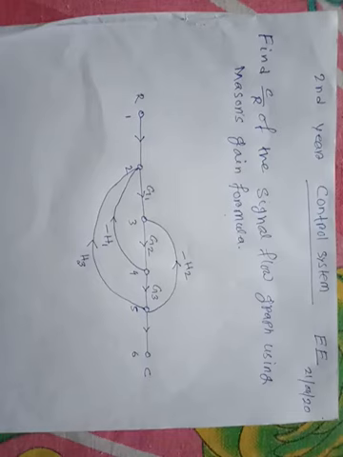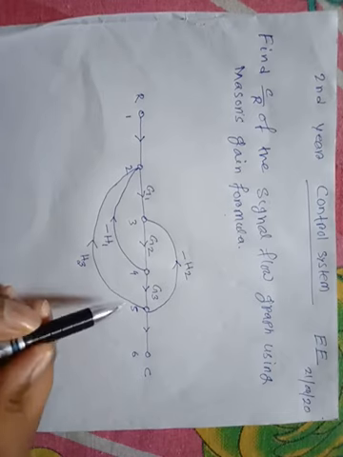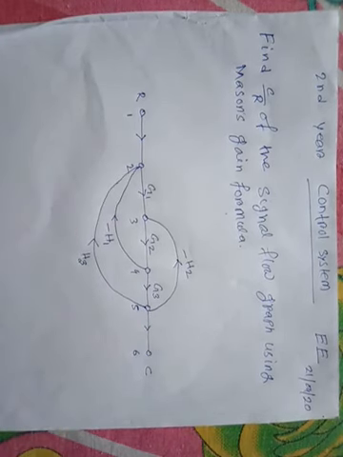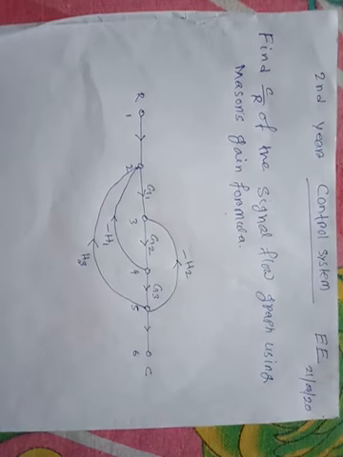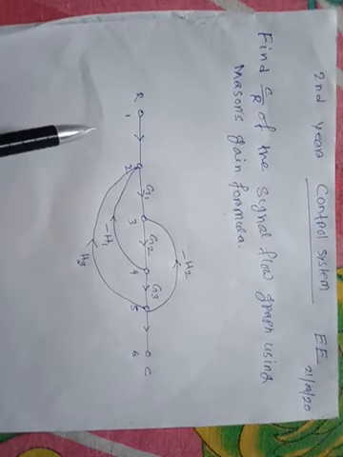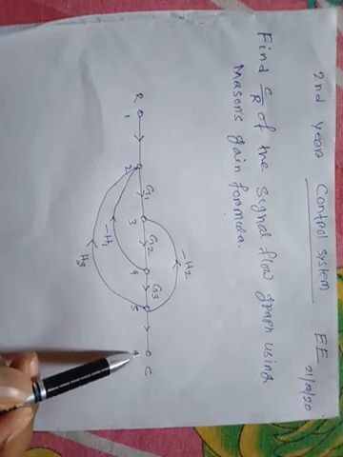And the second example of signal flow graph using Mason's gain formula. The first step, we'll see the number of forward paths. Here the number of forward paths is 1. The others are feedback paths. Therefore, the number of forward paths is 1. The forward path is 1 to 6.